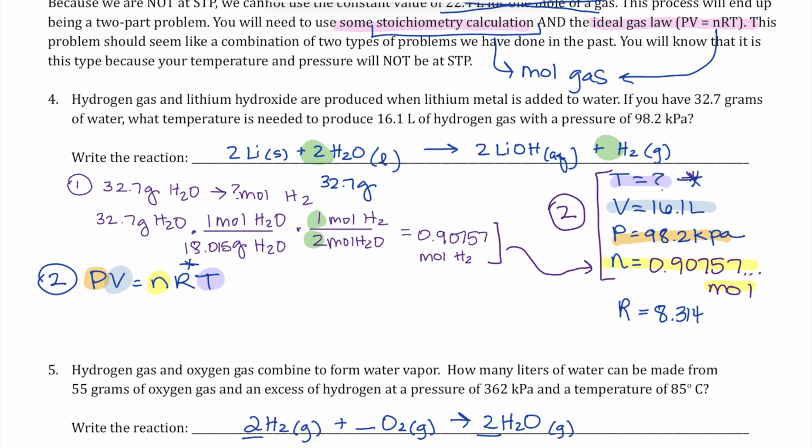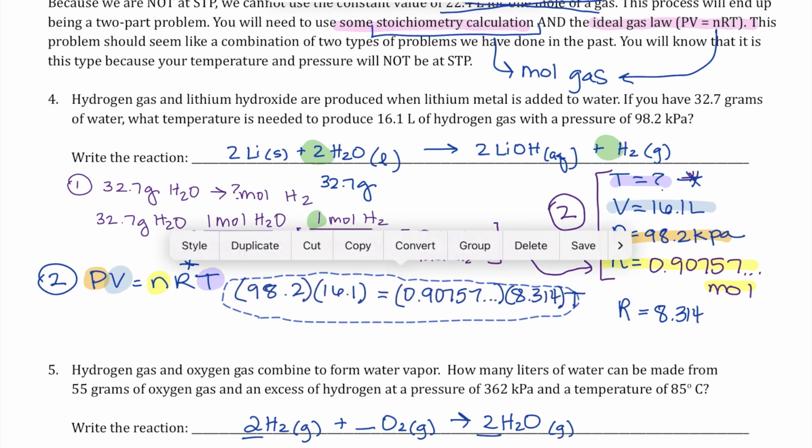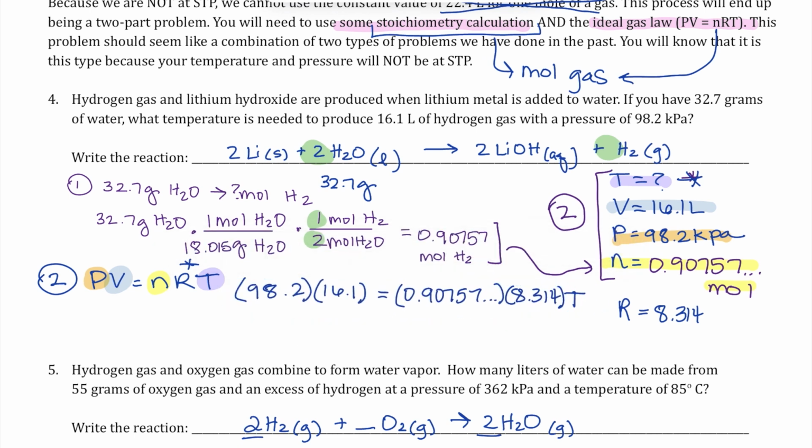If you want to go through and plug these in, we've got 98.2 times volume, 16.1, that's in our standard units. We know our moles from up above. I'm going to just leave that in my calculator. And then R is 8.314 times T, which is what we're looking for. However it makes most sense for you to do this calculation, if you prefer to multiply these out and then divide by whatever this is to get T by itself, you can.